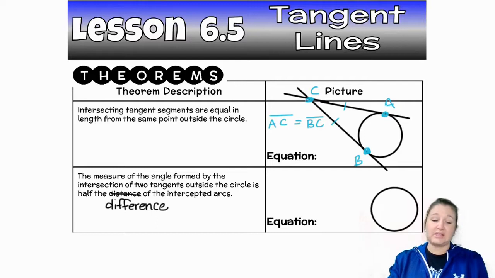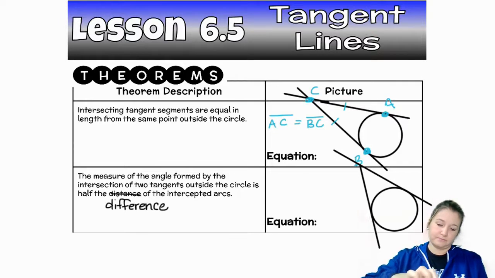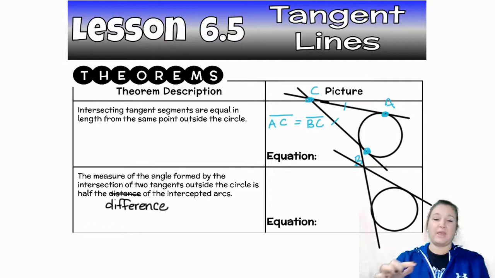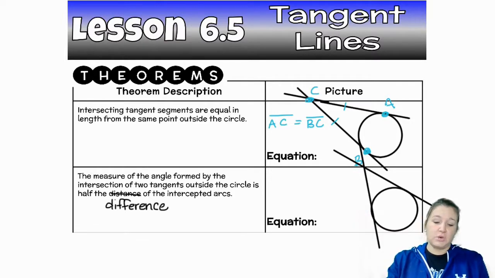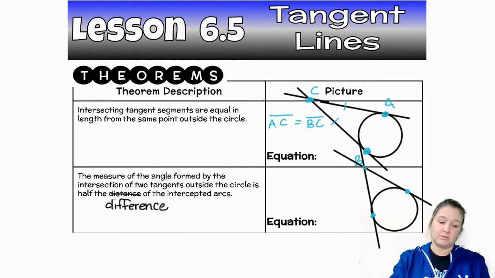So it's the exact same as the secant lines, except with secant lines, obviously, you really have two clear intercepted arcs. These are not as clear, because the tangent lines just intersect at one spot.